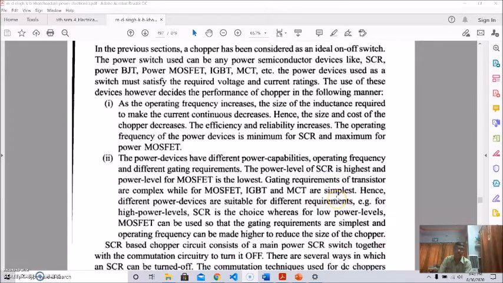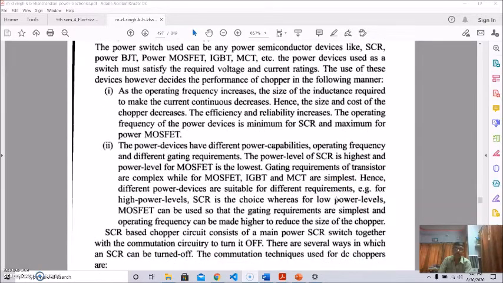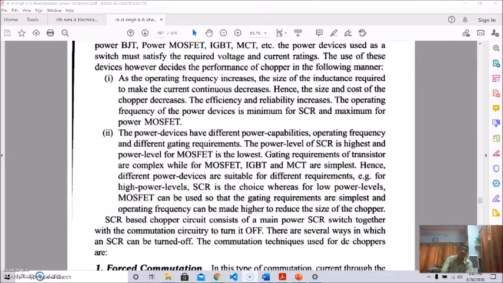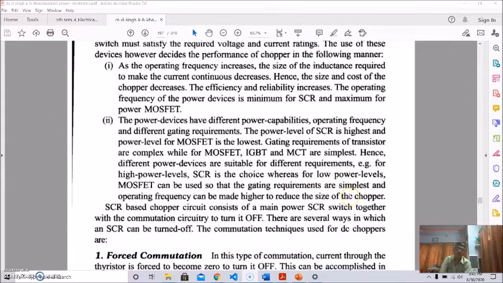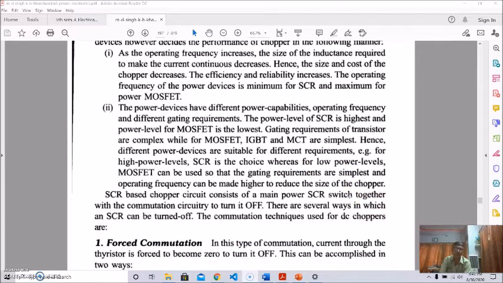Hence, different power devices are suitable for different requirements. For example, for high power levels, SCR is the choice, whereas for low power levels, MOSFET can be used so that gating requirements are simplest, and operating frequency can be made higher to reduce the size of the chopper.